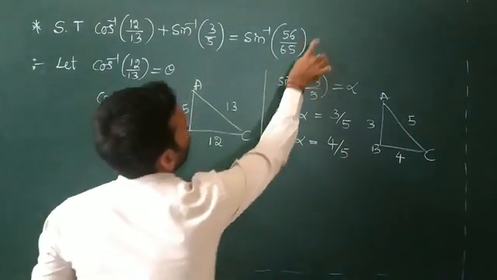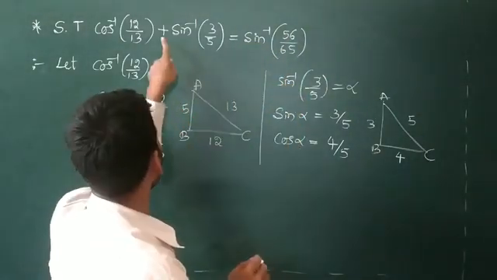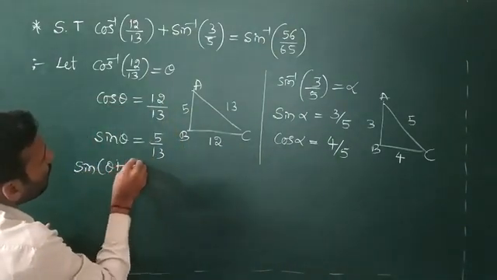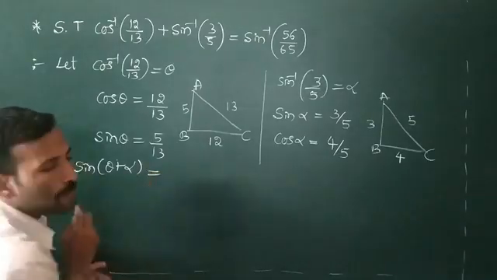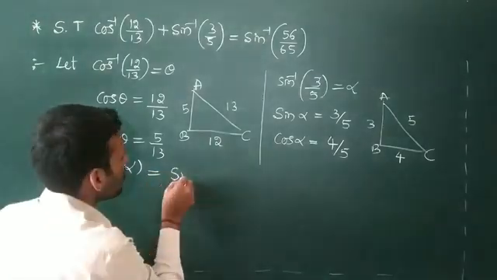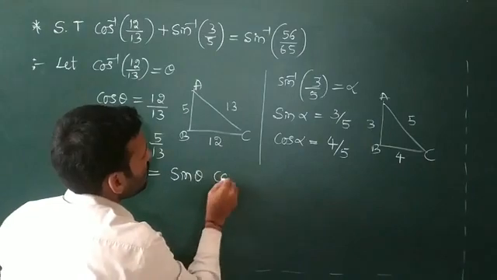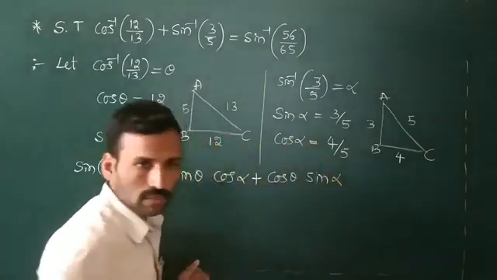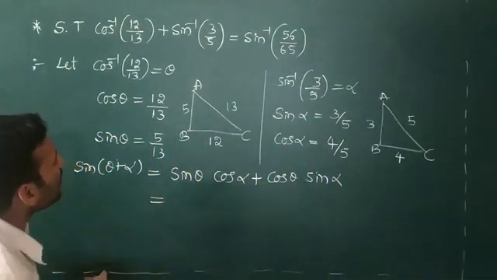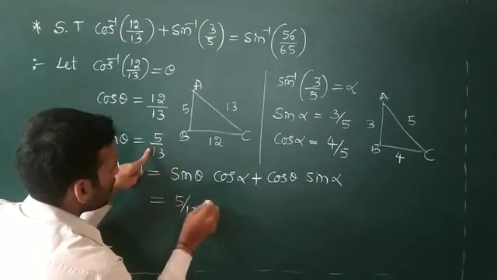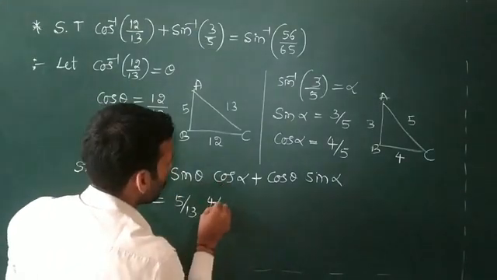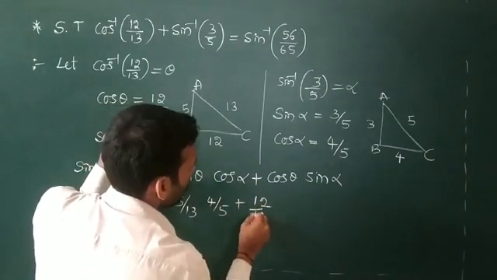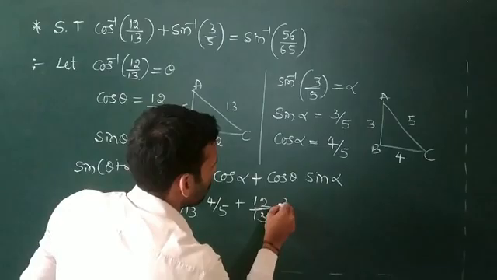As you know, the right hand side is in the form of sin inverse and here there is addition, so use the formula for sin of theta plus alpha. The compound angle formula is sin theta cos alpha plus cos theta sin alpha. Now substituting the values: sin theta is 5 by 13, cos alpha is 4 by 5, plus cos theta is 12 by 13 into sin alpha is 3 by 5.